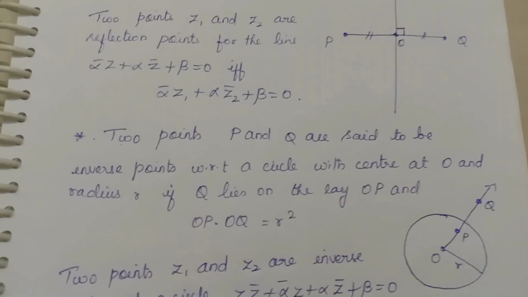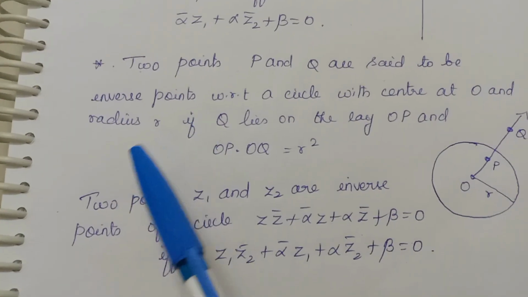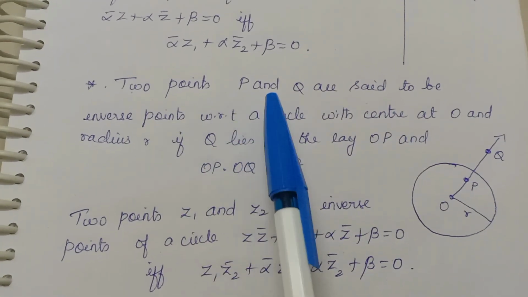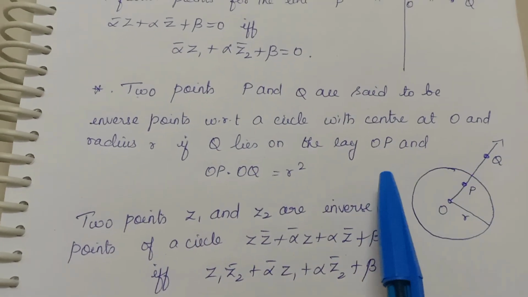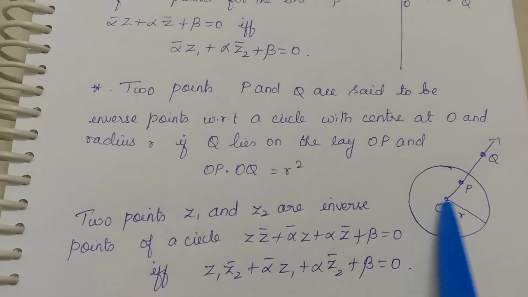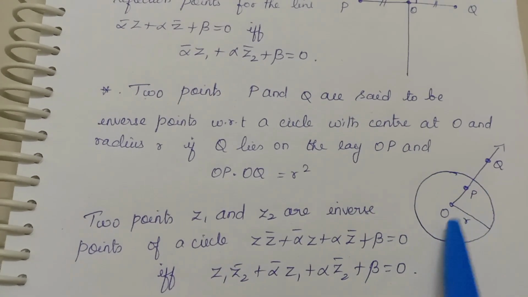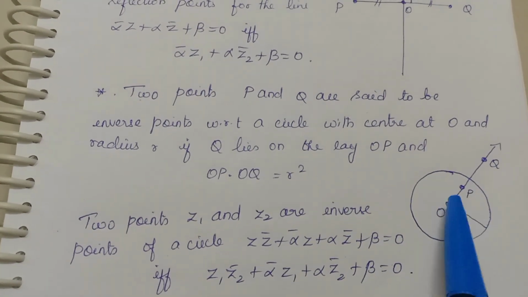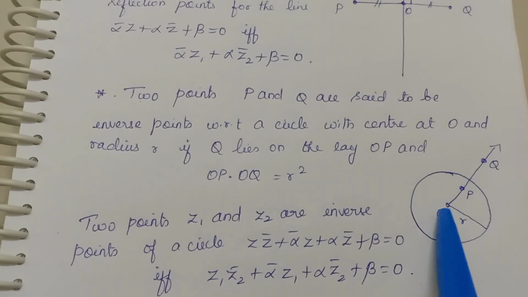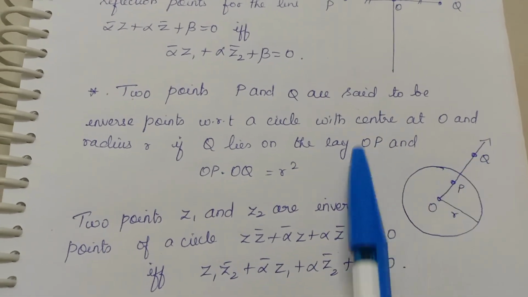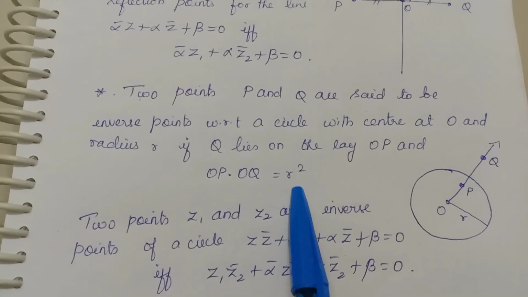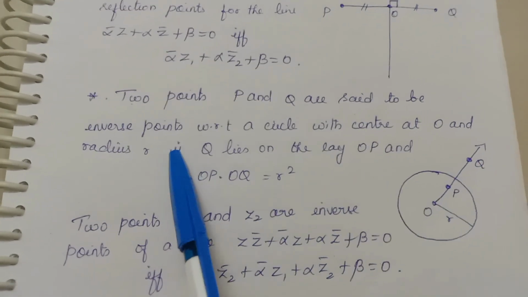Okay, and similarly we have a concept for circle. Okay, see, we have 2 points P and Q and we have a circle with center at O and radius R units. This is a circle with center at O and radius R units. Now you join OPQ. Suppose OP into OQ equal to R square, then these P and Q are called inverse points.